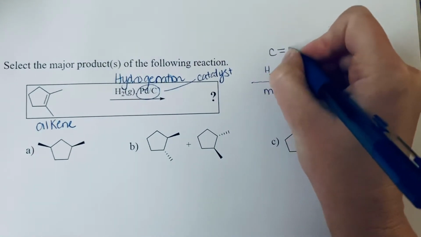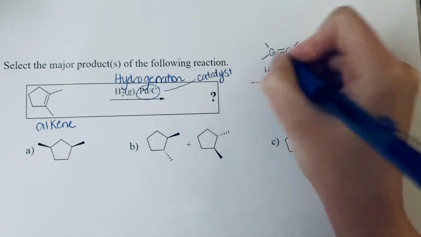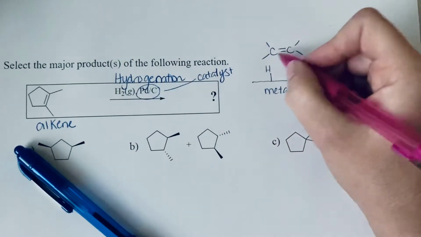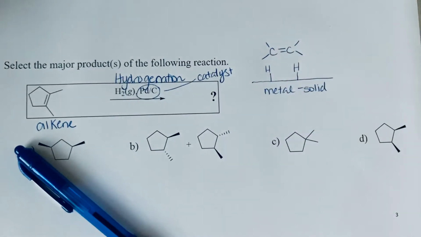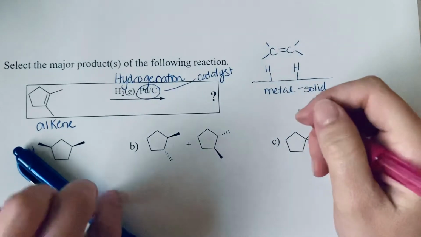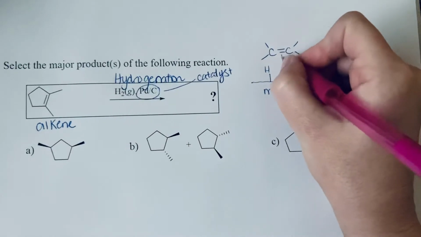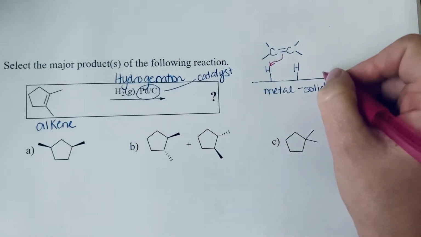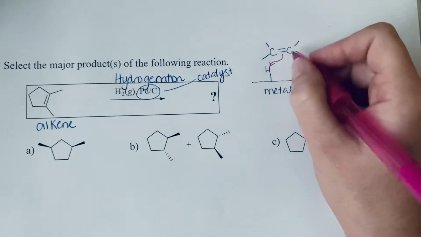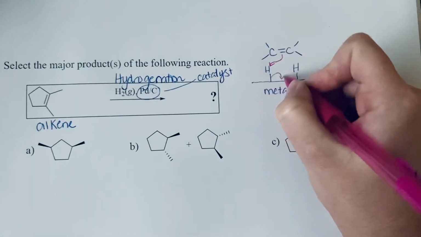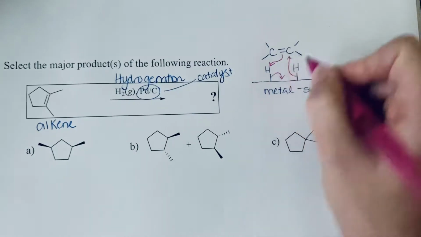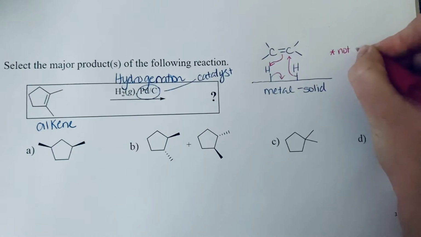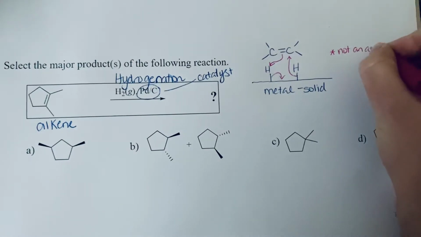So you have your alkene. I'm just going to draw generically an alkene. And essentially what happens is this comes along and both hydrogen atoms are transferred at the same time. And so we can draw some curved arrows. These are not the actual mechanism arrows, but we're going to use this to help us visualize. So those would be going back to the metal and then these electrons. So make a note that this is not an accurate mechanism.